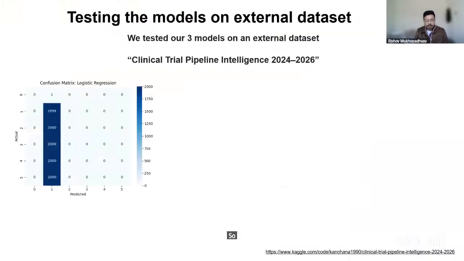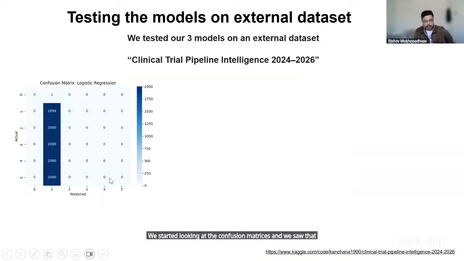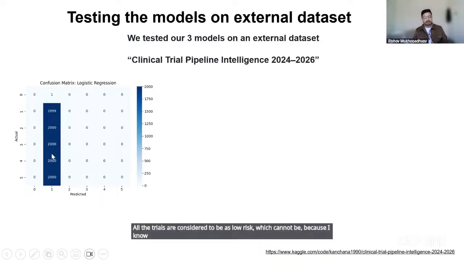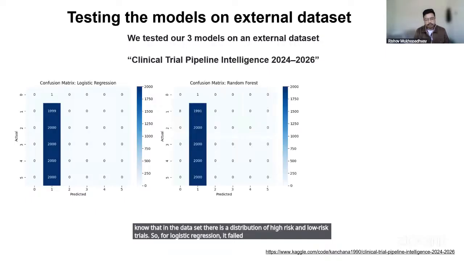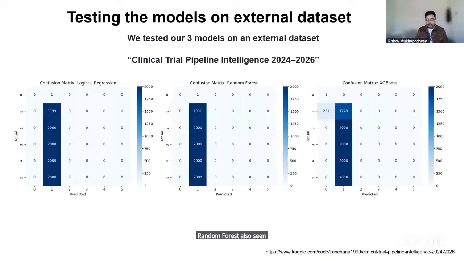So now we started looking at the confusion matrices, and we saw that all the trials are considered to be low risk, which cannot be, because I know that in the data set there is a distribution of high risk and low risk trials. So for logistic regression, it failed. Random forest also the same, and XGBoost also the same.